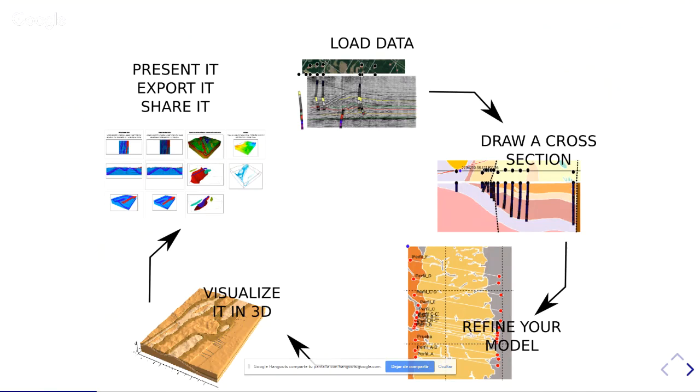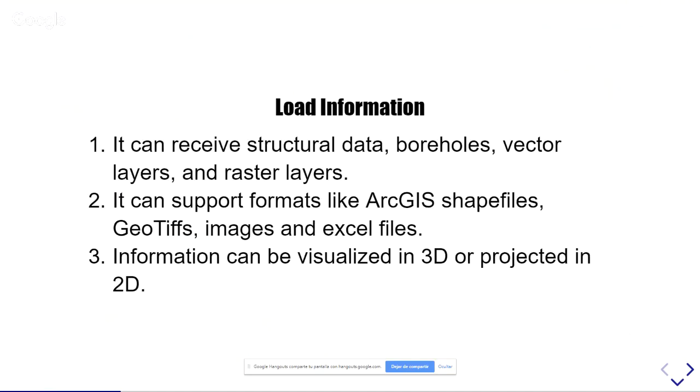And when you're happy with your model, when you say, okay, I'm ready, you can do a lot of things. You can present it like this. You can export it. You can share it. You can do a lot of things with your geological model from that. Okay. So the kinds of information, as I told you, are structured data, boreholes, spectral layers, etc. You can support ArcGIS, GeoDiffs, Excel files, and 3D and 2D projected information.